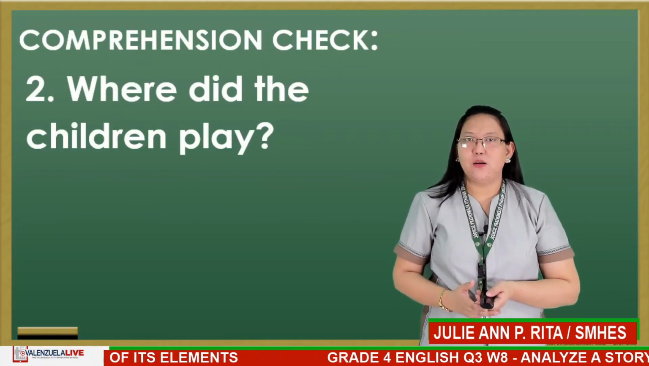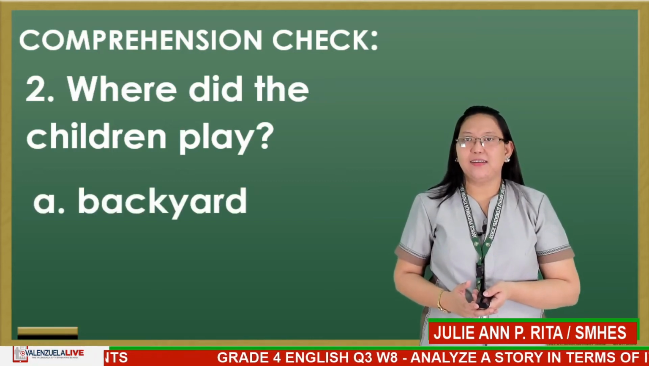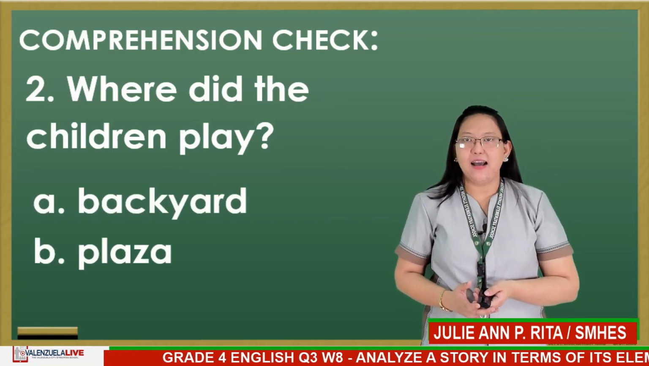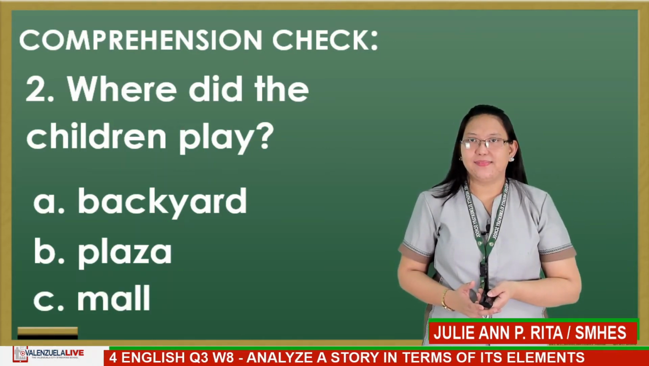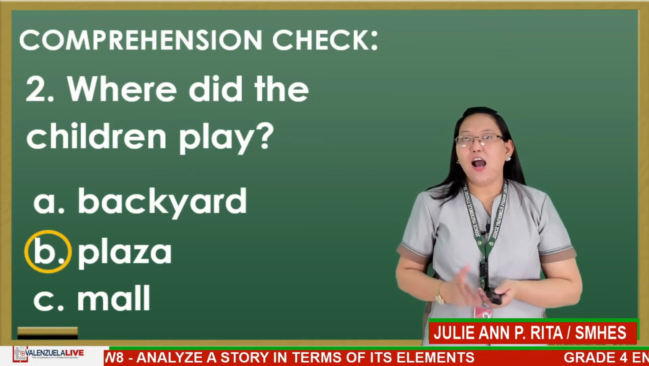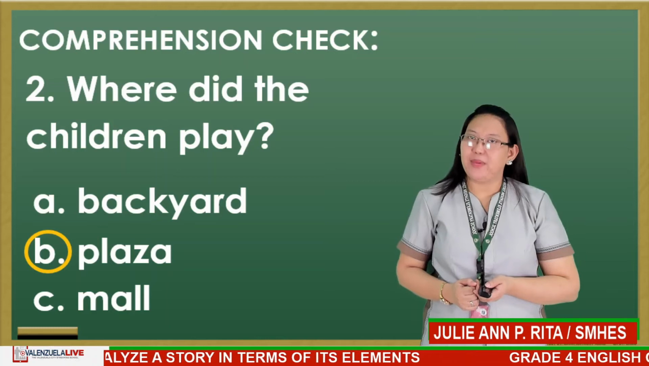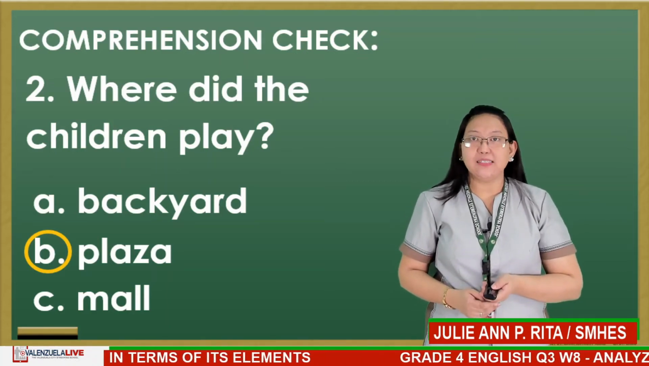Number 2. Where did the children play? A. In the backyard. B. At the plaza. Or C. In the mall. Awesome! The answer is letter B. At the plaza. How did you find out that it was at the plaza?